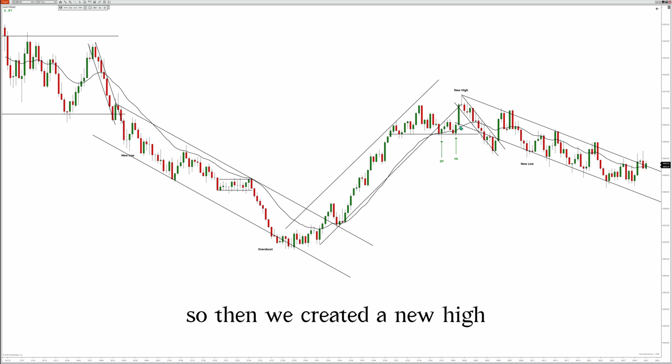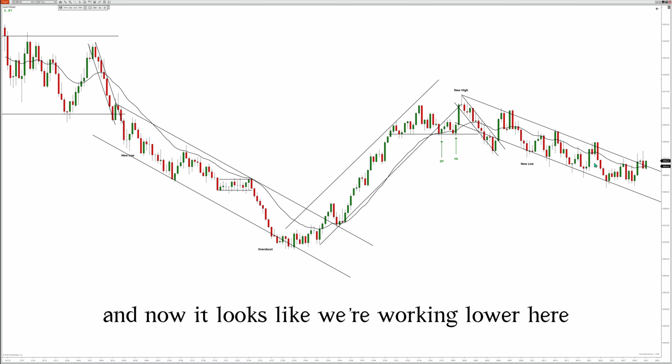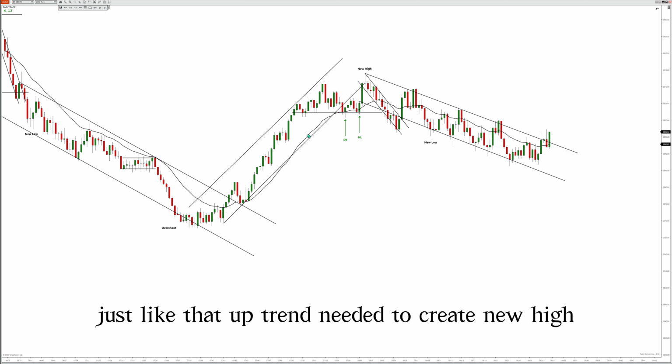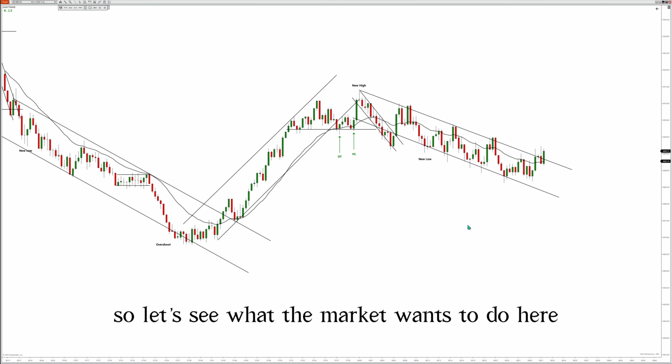So then we created a new high, and now it looks like we're working lower here. Eventually this downtrend will need to create a new low, just like that uptrend needed to create a new high. So let's see what the market wants to do here.